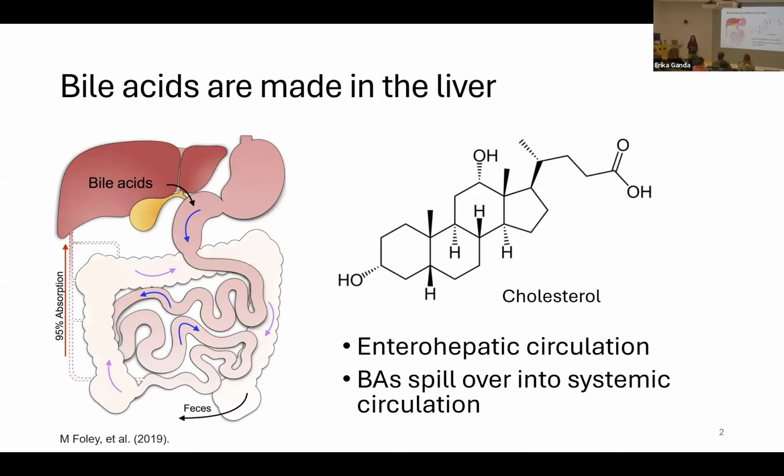Sorry, bear with me while I figure this pointer out. They're made in the liver and then stored in the gallbladder along with other components of bile until after a meal when they are released into the intestines. So these four conjugated primary bile acids travel through the intestines, and as they interact with bacteria, they can both be deconjugated and transformed. I'll tell you more about the pathway in a second. But then bile acids can either be excreted in feces or reabsorbed and circulated back to the liver in a process called enterohepatic circulation. Importantly, bile acids also spill over into systemic circulation and move throughout the body and can interact with different organs and receptors that way.